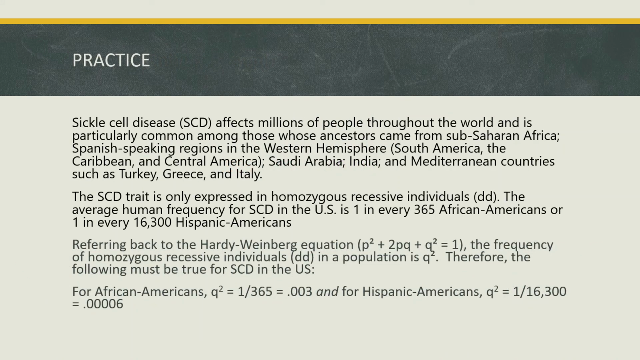Pause the video here and take a moment to read this screen, these 3 paragraphs plus 1 sentence about sickle cell disease, or SCD. Once you've read this, write down on your paper that for African Americans, the frequency of homozygous recessive, or Q squared, is 1 out of 365 people, or 0.003, and the frequency of homozygous recessive for Hispanic Americans is 1 out of 16,300 people, or 0.00006.